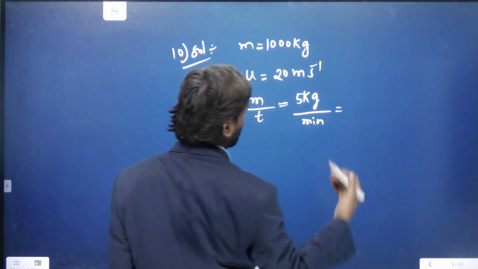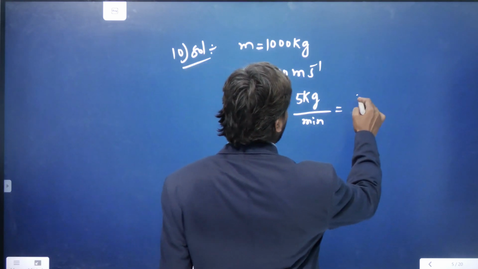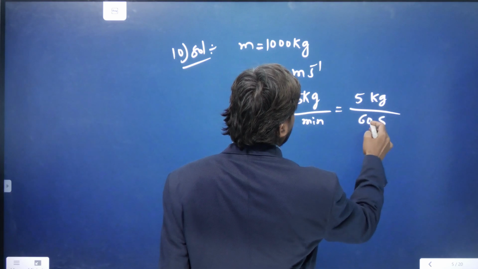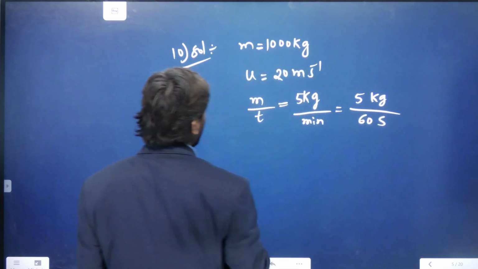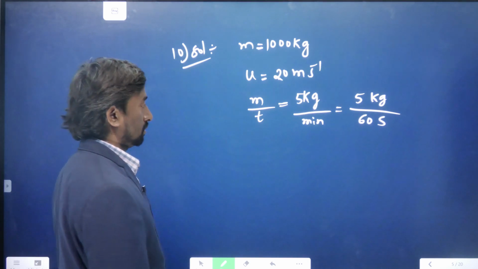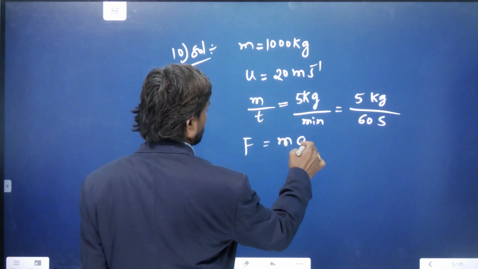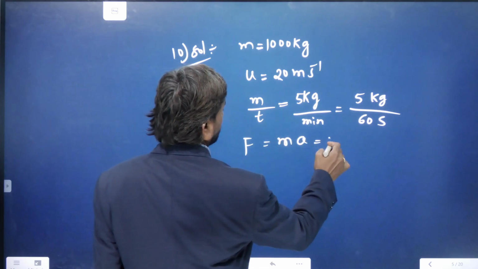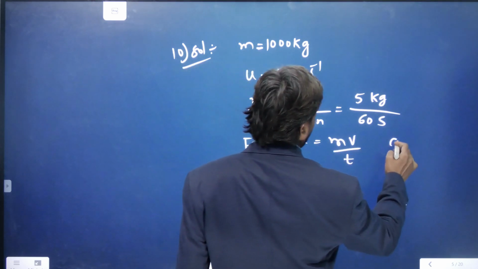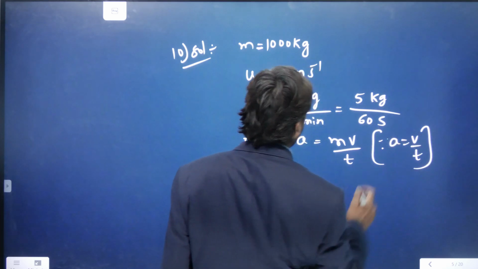So how much in a minute? All the units should be in the SI system, so the time should be converted into seconds. It is 60 seconds. So we got m by t. Now how much force do we need to apply on the truck? We know the formula from Newton's second law, that is m into a, and acceleration is nothing but v by t. So a is equal to v by t, we have to take.